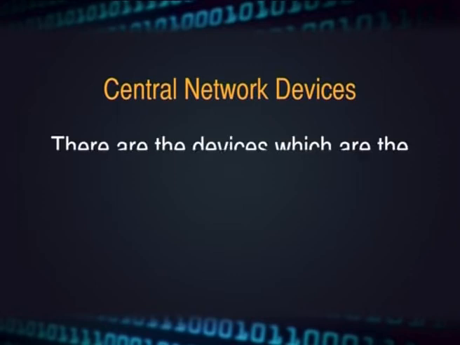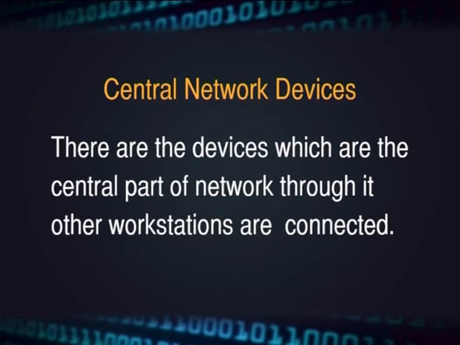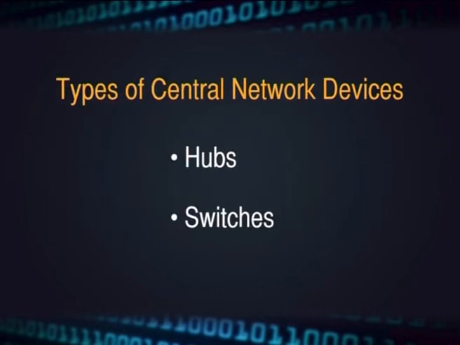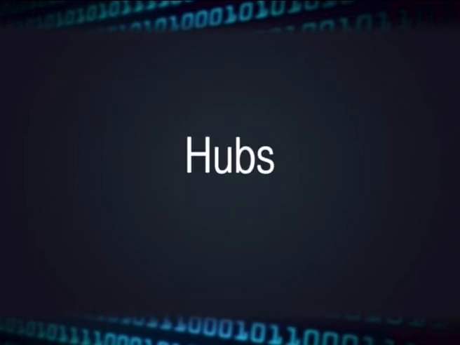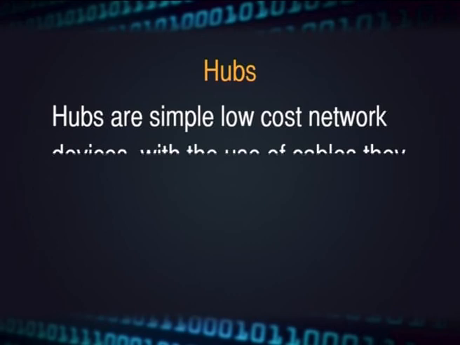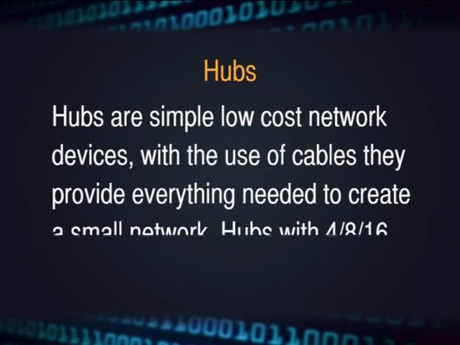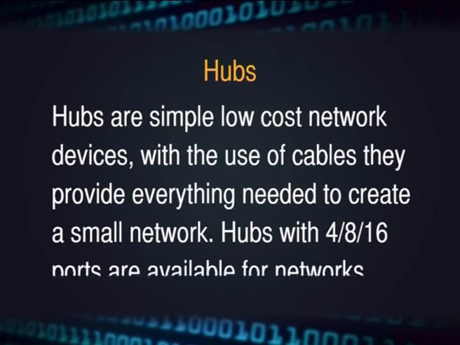These are the devices which are the central part of the network through which other workstations are connected. These may be hubs or switches. Hubs. Hubs are simple low-cost network devices. With the use of cables, they provide everything needed to create a small network. Hubs with 4, 8, 16 ports are available for networks.